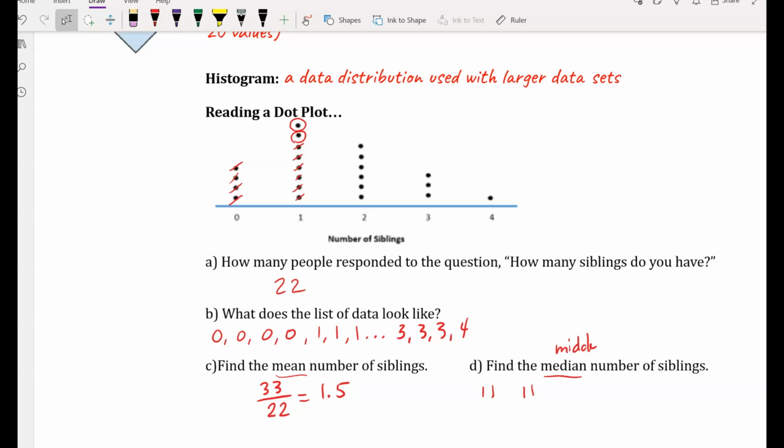The value of each of those is 1. So I need to add 1 plus 1, and then divide by 2 to find that average. 1 plus 1 is 2, and 2 divided by 2 is equal to 1. So my median number of siblings is 1. The average is 1.5.